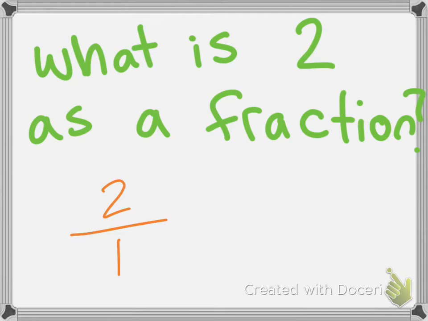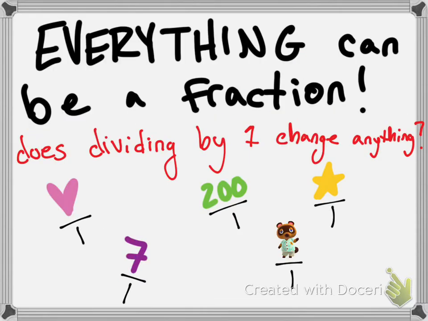The over part means divide. Remember how we've seen that before? You know, if I had 12 over 6, that equals 2, right? 12 divided by 6 is 2. 2 over 1 is the same as 2. Everything can be a fraction.